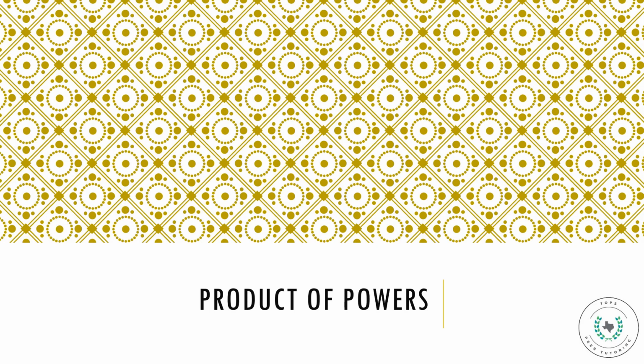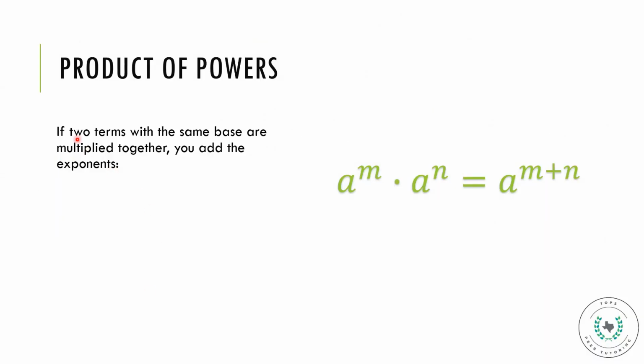Now, let's get into specifics. This is the first exponential rule that we're going to be talking about: product of powers. Now, the product of powers reads, if two terms with the same base are multiplied together, you're going to add the exponents. Here's the actual formula that you would find on your formula sheet: a to the power of m times a to the power of n equals a to the power of m plus n.